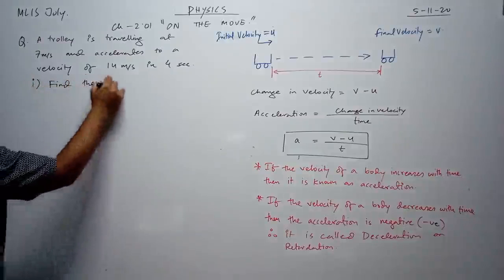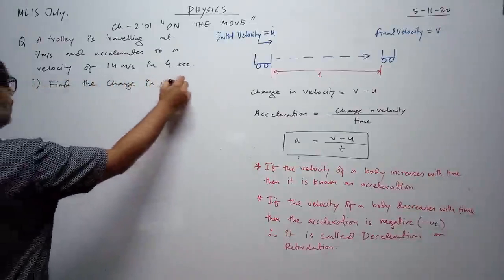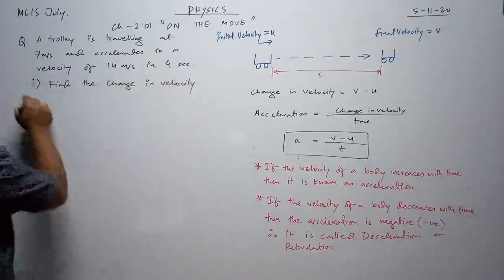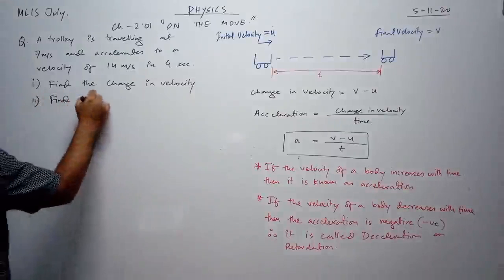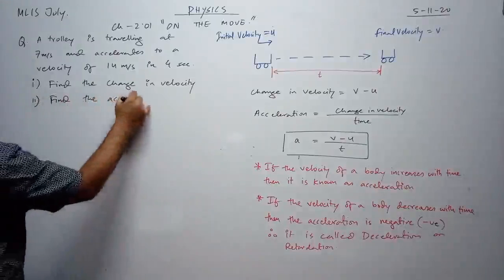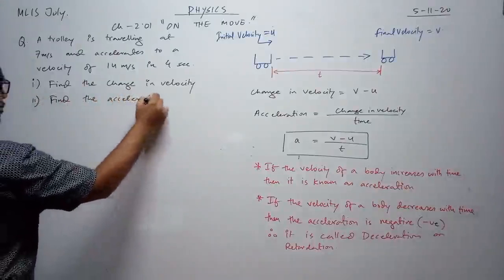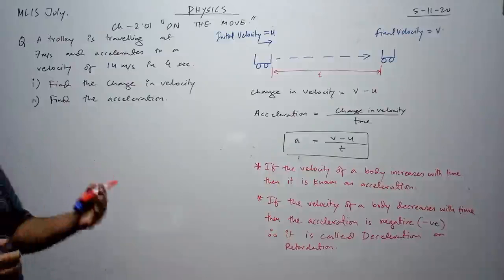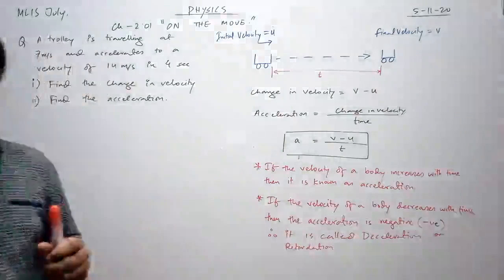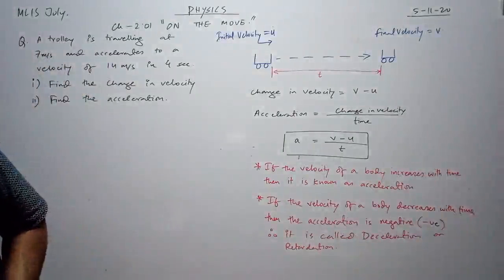So the question will be, number one, find the change in velocity, and number two, find the acceleration. So to find the change in velocity or any kind of sum that we do, first what I want to do is I want to gather all the information required.